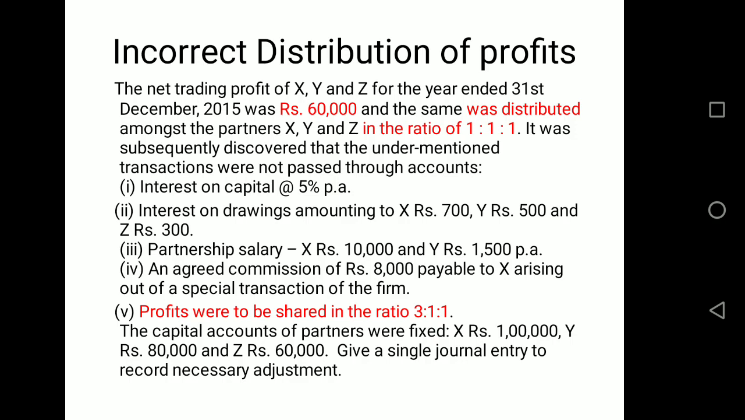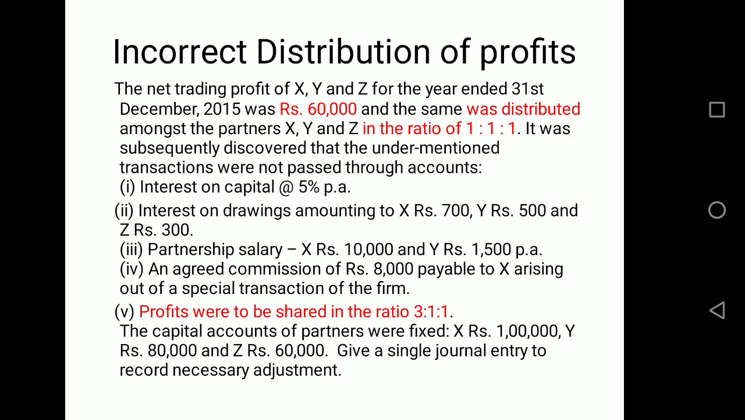It was subsequently discovered that the under-mentioned transactions were not passed through the accounts. Interest on capital 5%, interest on drawings X 700, Y 500 and Z 300, partner's salary X 10,000 and Y 1,500, agreed commission of 8,000 payable to X. So all the provisions and omissions are the same as in the previous question. Only the last one: profits were to be shared in the ratio 3:1:1. So that means the profit sharing ratio is also incorrect.